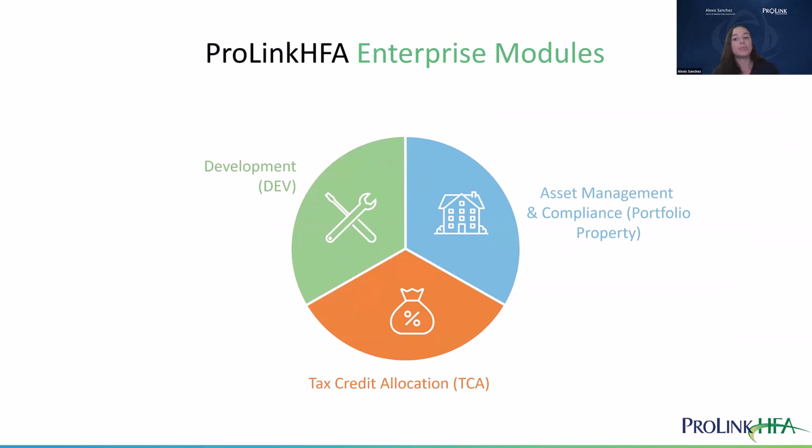And this is what we call our bird's eye view of our enterprise modules for ProLink HFA. ProLink HFA always comes with these 3 areas available to all users. We have our tax credit allocation module, which we've been discussing up until our last webinar. Now we've switched into the development module and what functionality is available there. We may end up focusing on asset management and compliance towards the end of the year and definitely into the next with this webinar series.